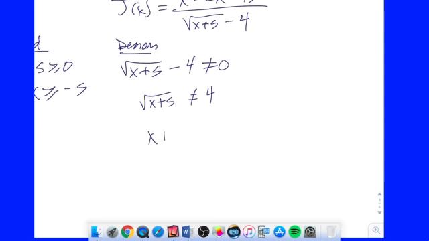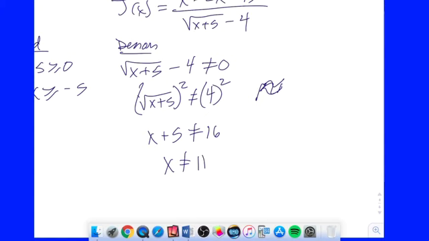Now when you square the left side, you get x plus 5. Some people did not square the right side. They left it as 4. But you've got to square both sides. Is it okay to write squared on both sides like that? Yes. 4 squared is 16. So you subtract 5, you get x cannot equal 11.